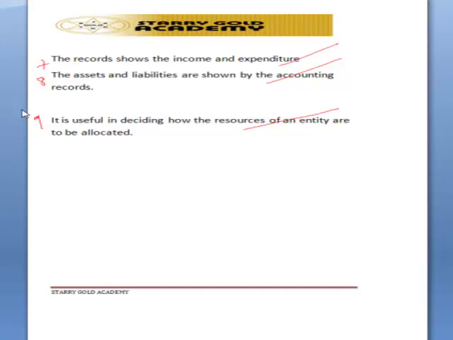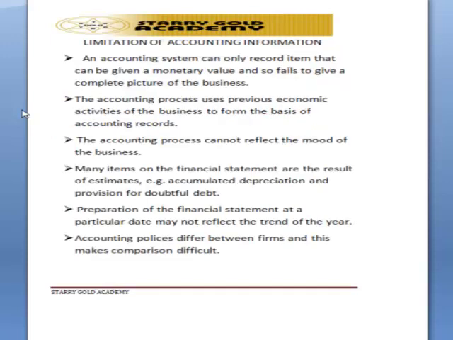Okay, having considered the importance of financial accounting information, it is necessary we look at the limiting factors, the limitations to accounting information. There are certain limitations to accounting information. So let's go look at that. Despite the usefulness of accounting information, there are some limitations of this accounting information.